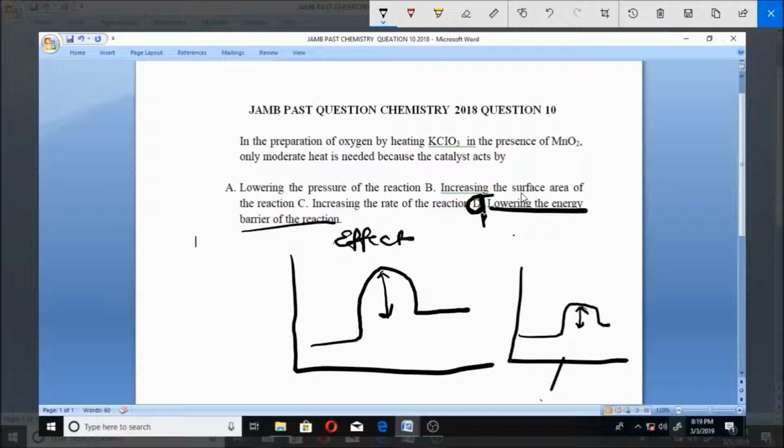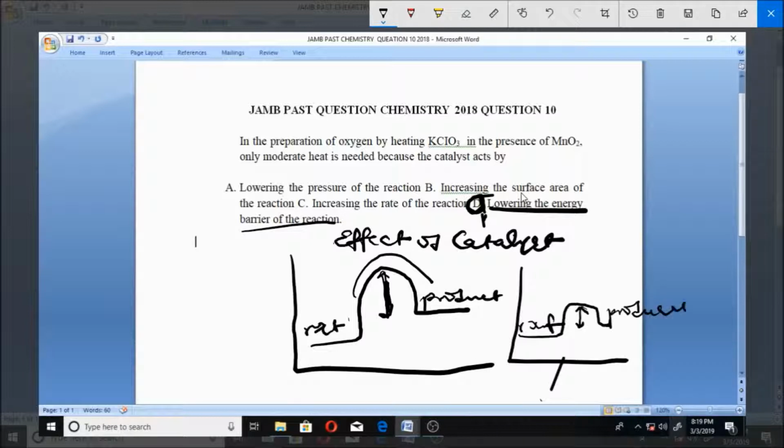Whenever you add a catalyst to a reaction, it reduces the energy barrier, making it so that you don't have to suffer so much to get to the next level. You don't have to suffer so much to move from the reactant side to the product side. So that energy that you need to have in order to make this passage from reactant to product is reduced. So that is why you add a catalyst, to reduce the energy barrier.